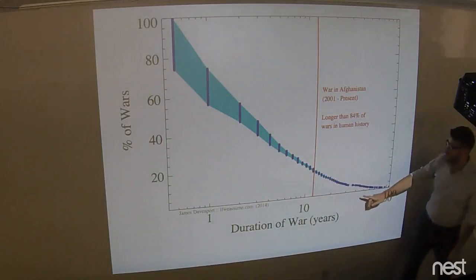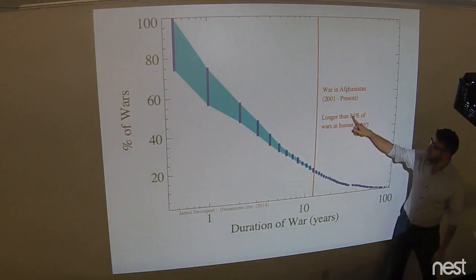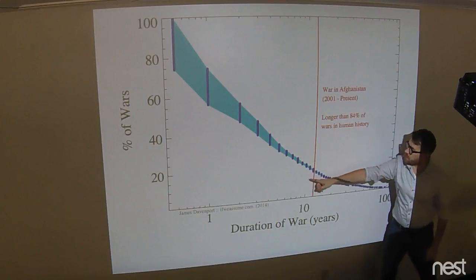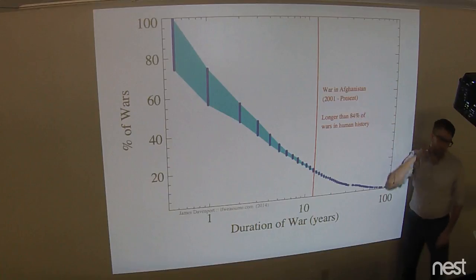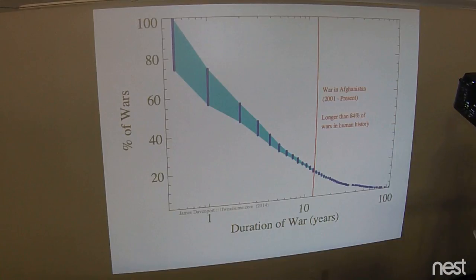And, well, 84% of wars are shorter than, this is 2014, the war in Afghanistan. So that means the Afghanistan war is already, in 2014, longer than 84% of all wars ever fought, asterisk, that Wikipedia has in their database.